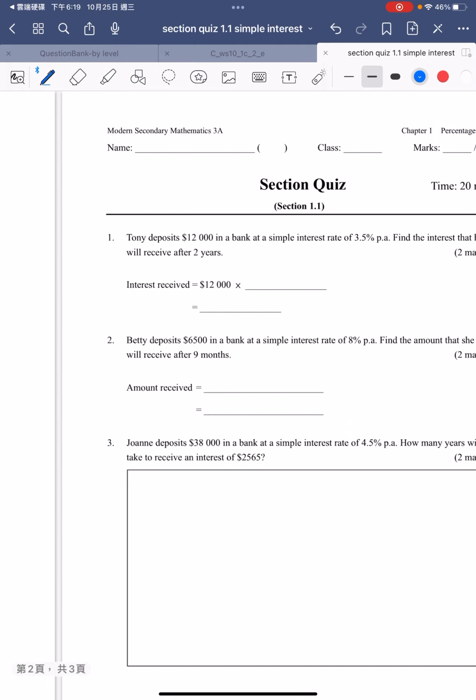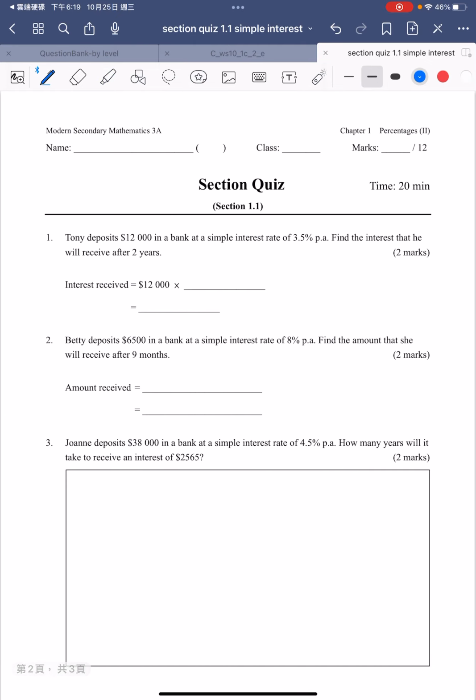Now we're going to do our section quiz. For the first question, Tony deposits 12,000. So 12,000 is our principal, we write it down first. Now you have a simple interest rate of 3.5%, that is our R. They're asking you to find the interest. So what is the I that we receive after 2 years? So 2 years is our time. Please write it down first.